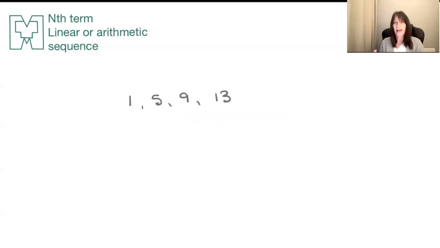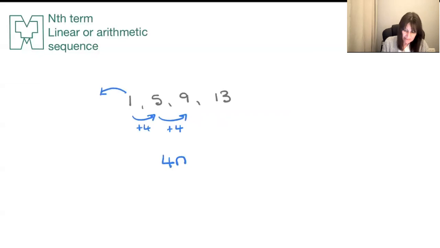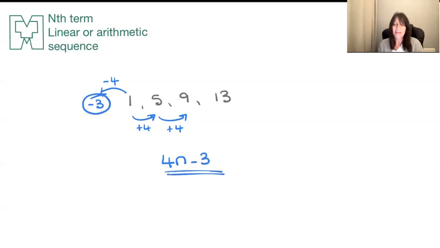Now, without all that extra information, this is what you do. Just look at what it's going up in, check it is doing that every time, and squash the number next to the n. Go in the opposite direction, which means I need to take away 4. 1 take away 4, that's minus 3, and that answer is popped on the end. That's the nth term.